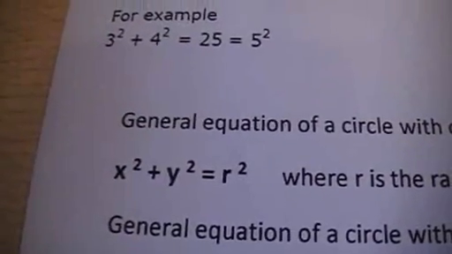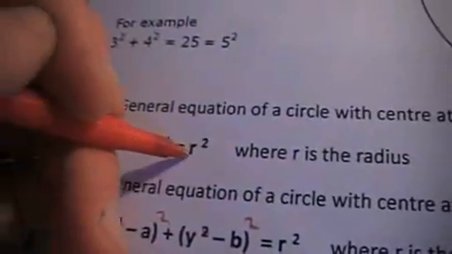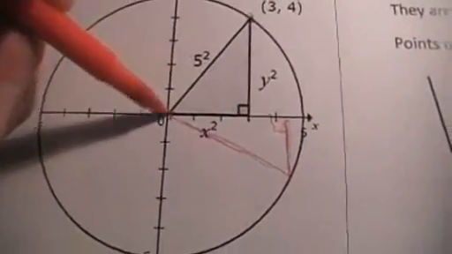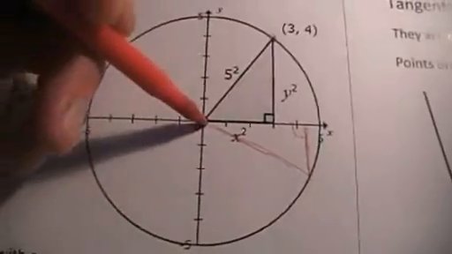So the general equation of a circle is this. x squared plus y squared equals r squared. So say if we wanted a circle of radius 7, then that would just be 7 squared, which is 49. Now this is only for circles with the centre at the origin. So circles where the centre is there.